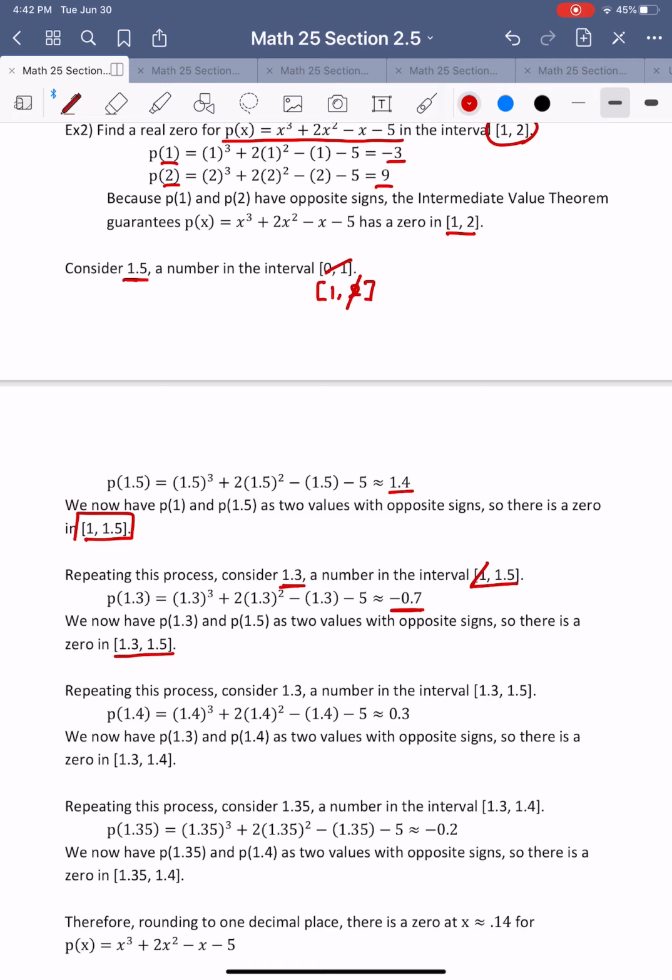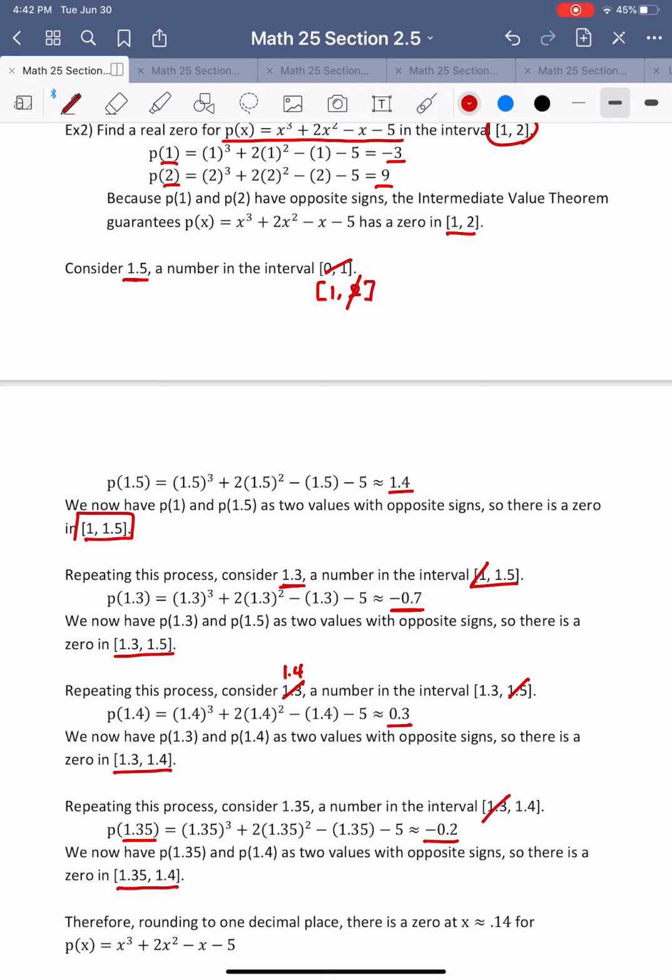Then keep doing that. So now you've got 1.3 as a number, and then I'm using 1.4. Plug 1.4 in as a positive, so instead of dropping 1.5, I'm using 1.4. Then between 1.35, they're going to be negative, so dropping 1.3, I'm using 1.35 and 1.4.